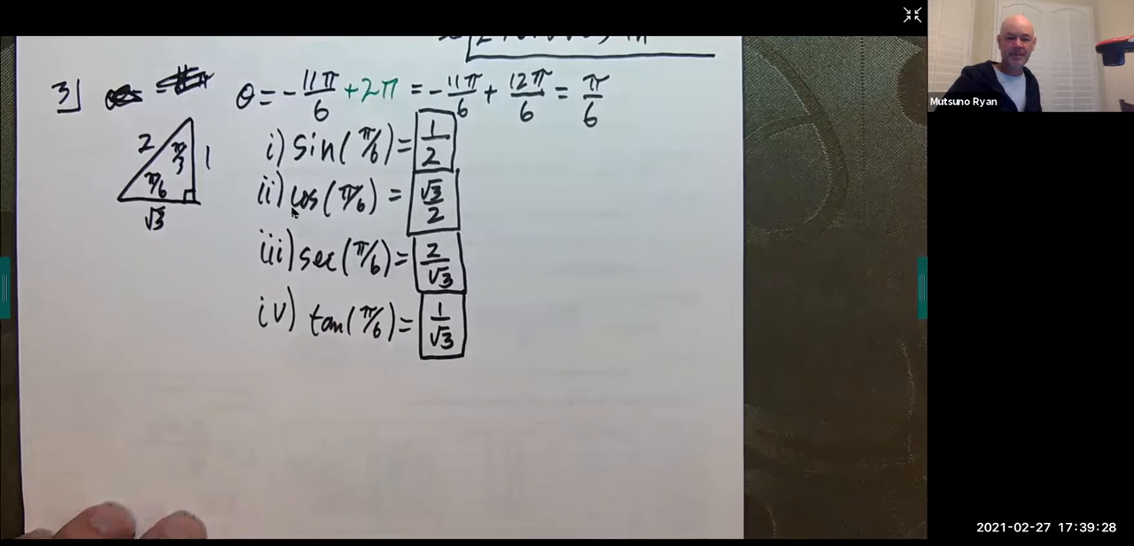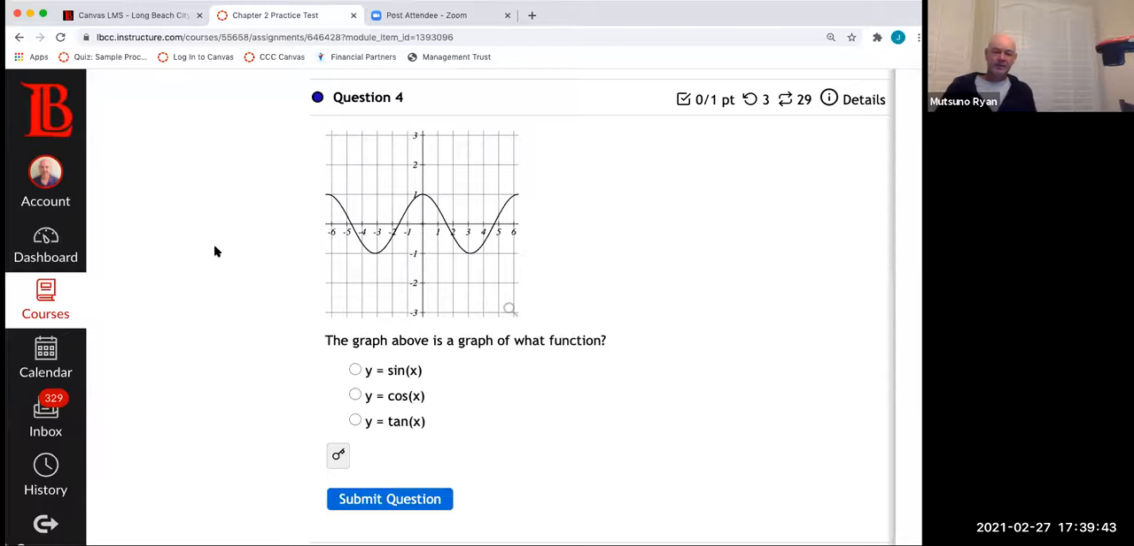There you are. Now we are to graphs. And what I'm going to have to do is show you my other screen for this next one. So here's number 4. It says the graph above is a graph of what function?